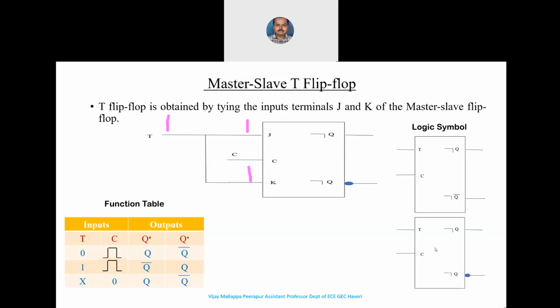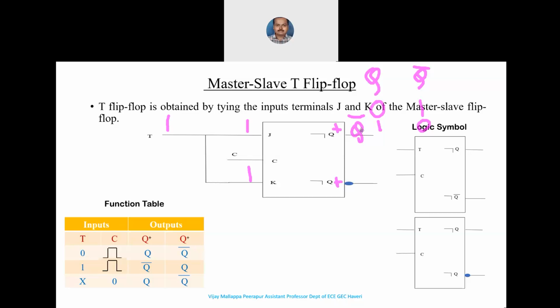Yeah, that's absolutely correct, Stuti. Thank you for answering that one. As Stuti said here, when J and K are equal to 1, the next state is nothing but the complement of the previous state. If I call this the previous state, the output is nothing but the complement of the previous state. We'll assume that this is Q and this is Q bar, right? If the previous state is 0, the Q bar will be 1. If this is 1, this will be 0, right?